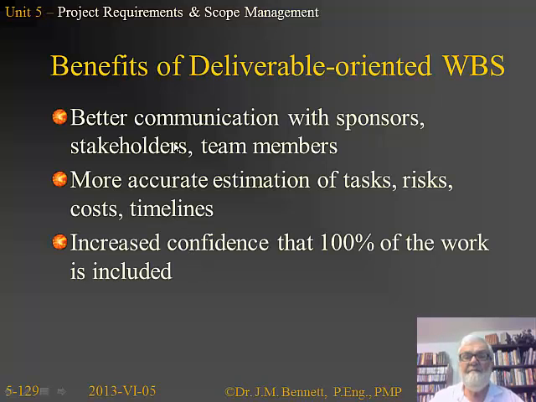Now, some of the benefits of a deliverable-oriented WBS, which is very close to an oxymoron: we get better communication with sponsors, stakeholders, and team members. We're using the same vocabulary to describe what's going on in the project. We're going to get more accurate estimation of tasks and risks and costs and timelines, and we're going to have an increased confidence that all of the work necessary to complete the project, to deliver the product, has been identified.